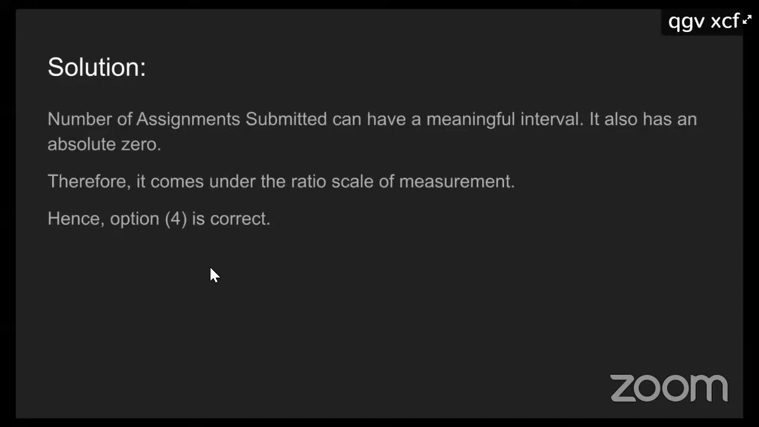Also, it has an absolute zero, right? So suppose I'm saying 0 assignments. That means there is no assignment. That means the absolute zero property is fulfilled here. That's why it is the ratio scale of measurement. If the absolute zero property is not fulfilled, then it will become the interval scale.